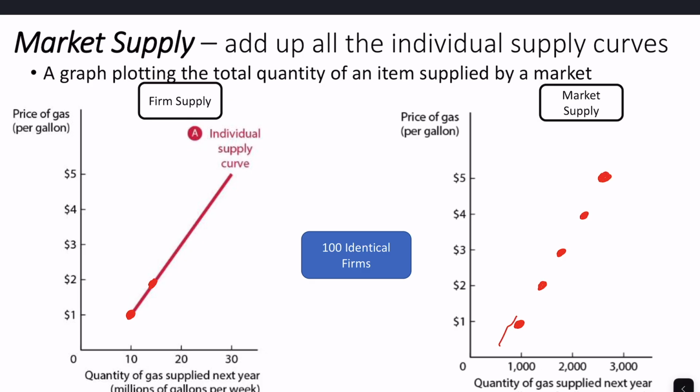Connect all those dots, and now we'll have our market supply curve, like so. In a sense, we're adding up all these individual supply curves horizontally, or multiplying, to get the market supply curve. We're just adding up all those individual firms.